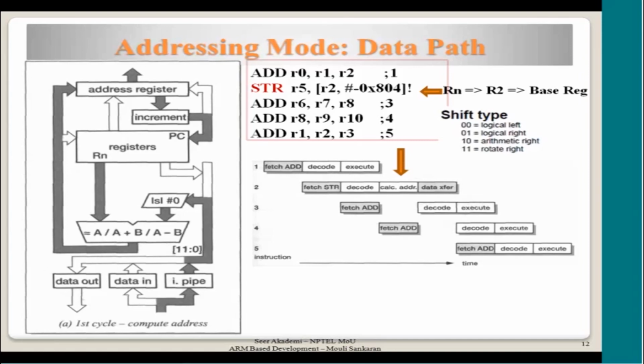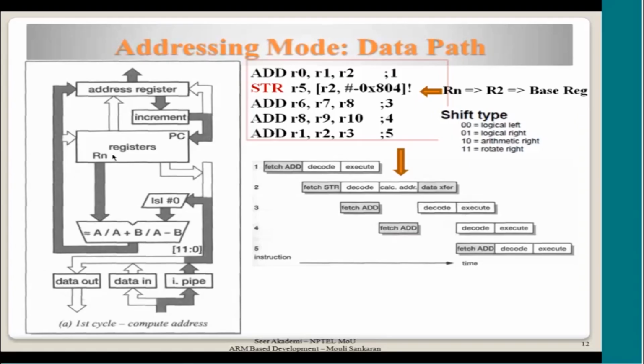So the previous address is incremented and kept in the PC so that next time it can be used for accessing this instruction down the pipeline. Increment means it is incremented by 4, remember, and that gets written into PC.